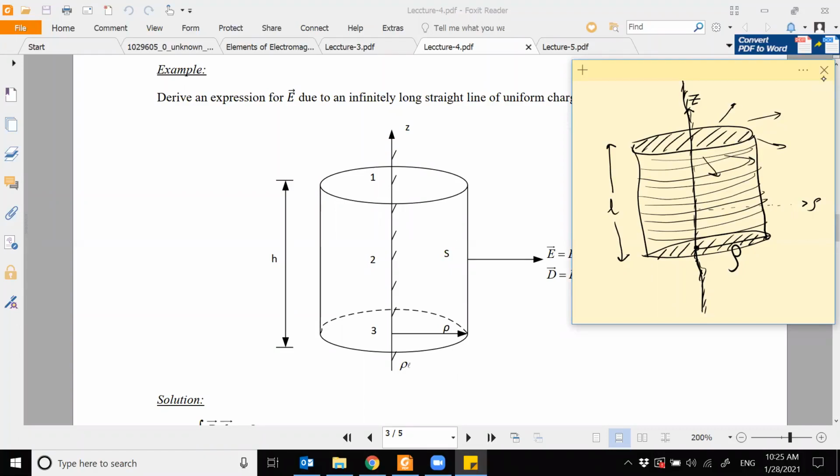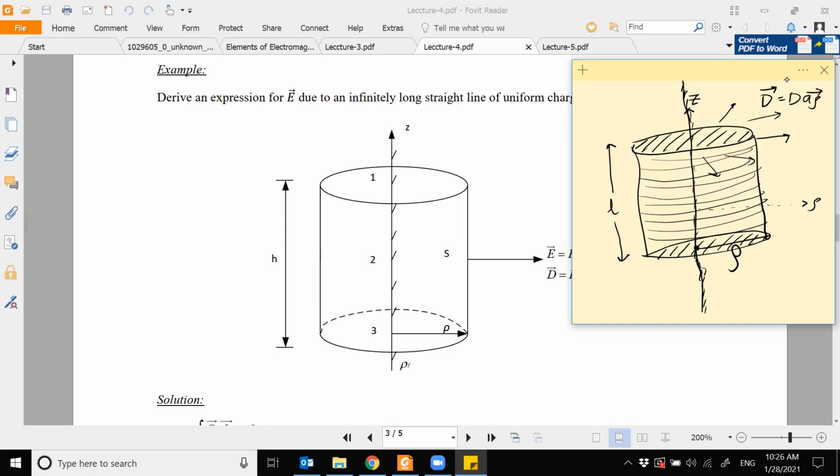So therefore your electric flux density D bar will be D times a rho, correct? It will be D times a rho because this is the rho direction. So let me write it properly. Your D bar will be equal to D times a rho.